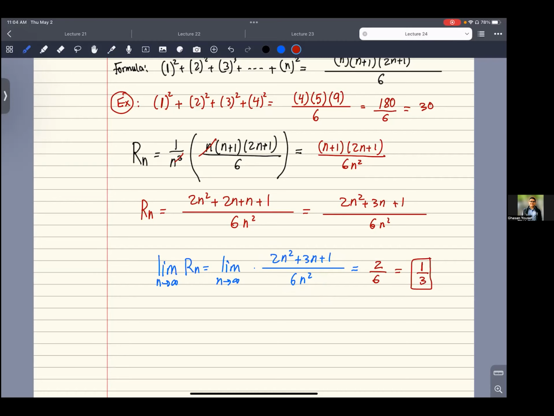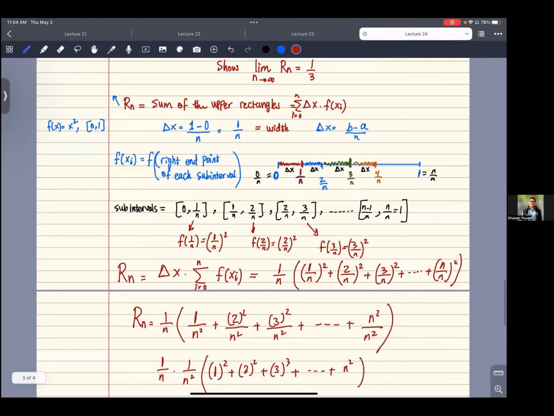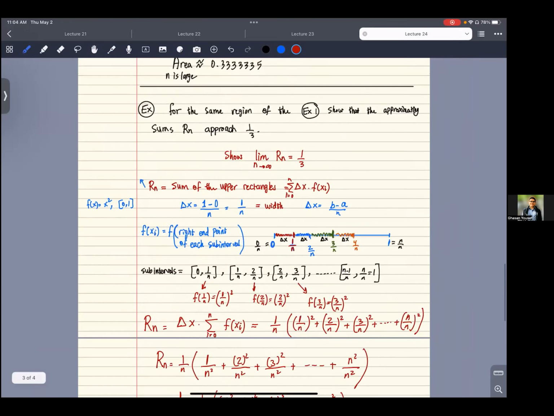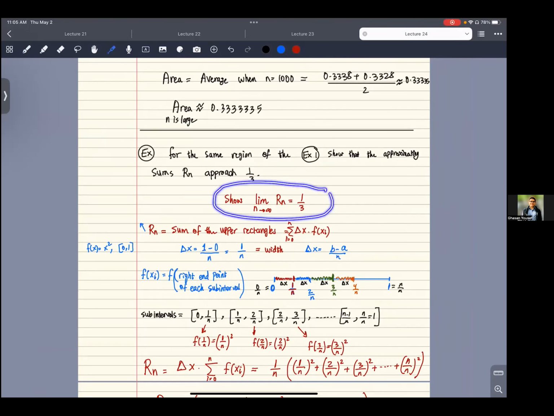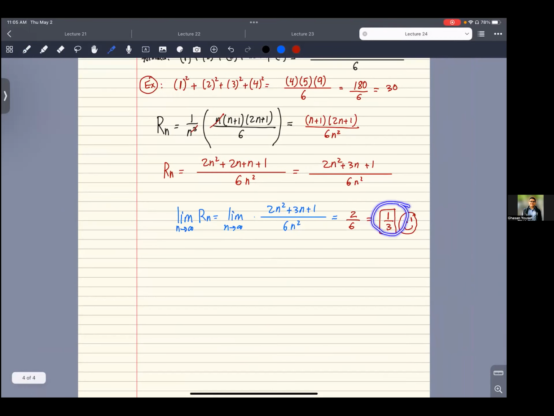And this is done. Why is this done? Because look, what's the question asking about? The question asking about the proof. Prove that the limit of Rn when n goes to infinity equals 1 over 3. And this is what we did here. The limit for Rn when n goes to infinity, they give me answer 1 over 3. Done.